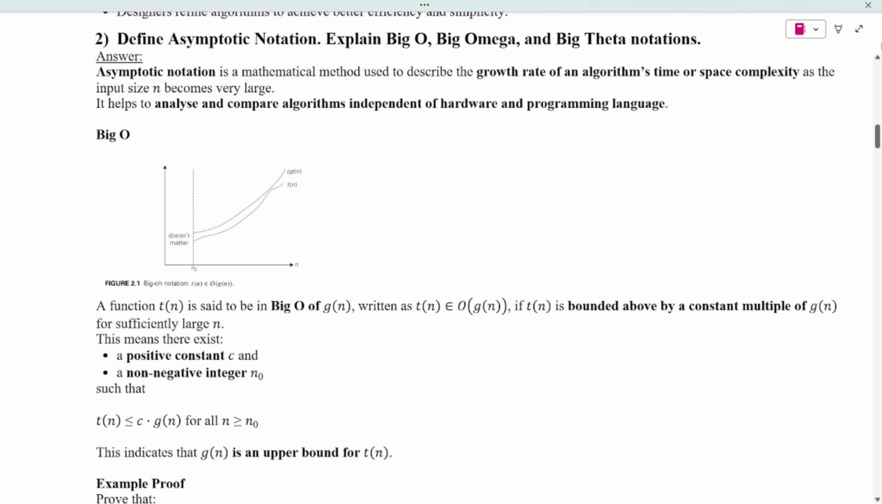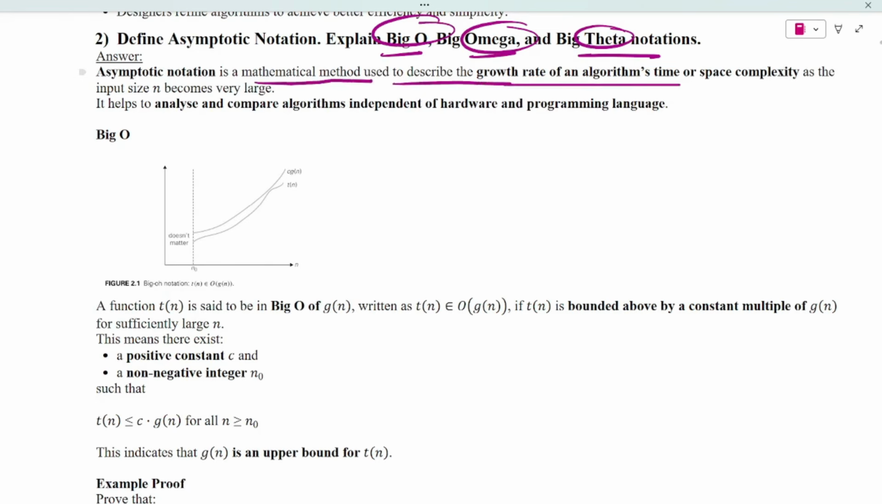Okay, next is about the asymptotic notation, that is big O, big omega and big theta. Okay, now these are the notations that are used. Why it is used, let's see. Asymptotic notation is a mathematical method that is used to describe the growth rate of an algorithm's time or space complexity as input size n becomes very large.